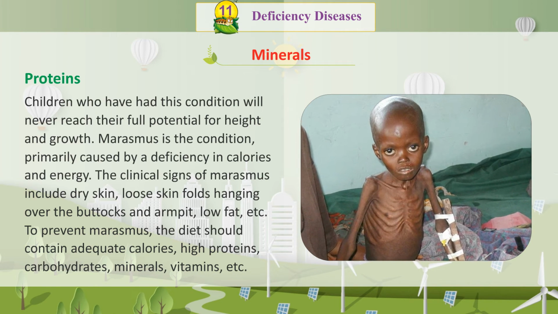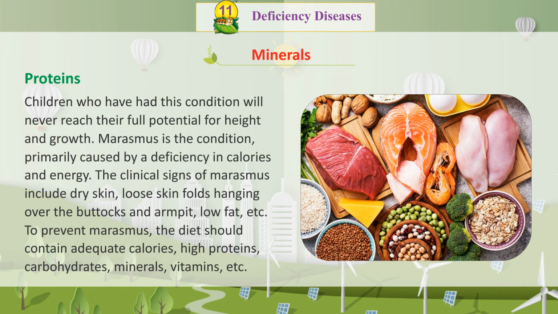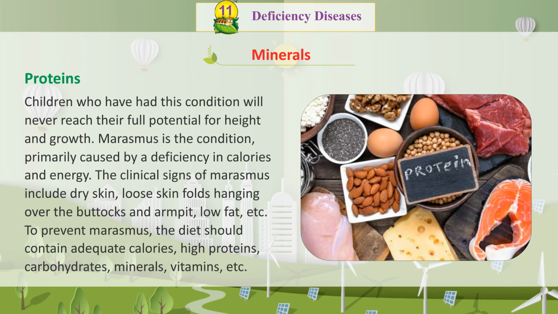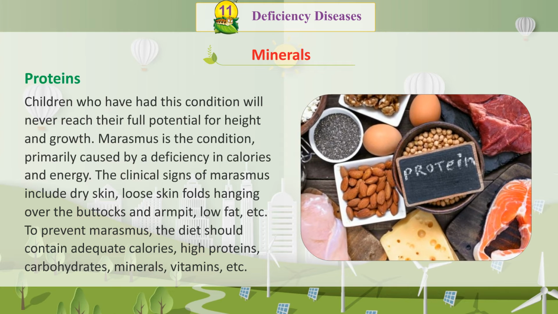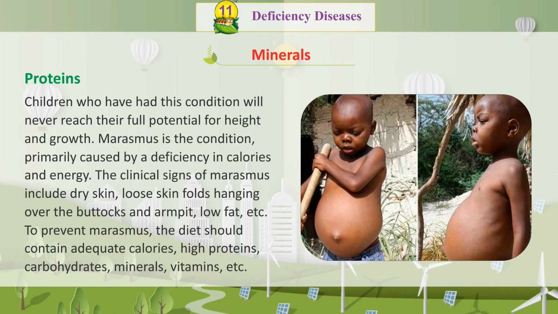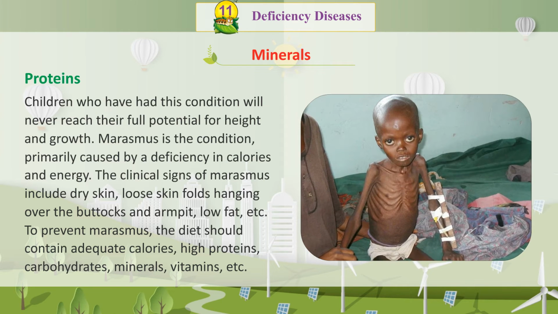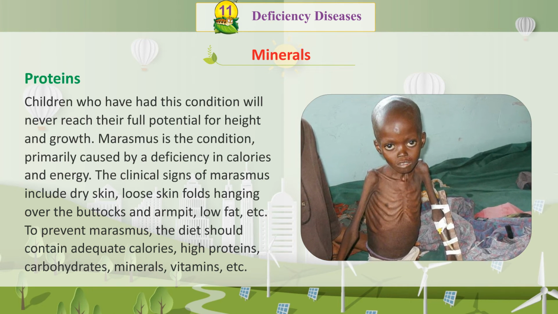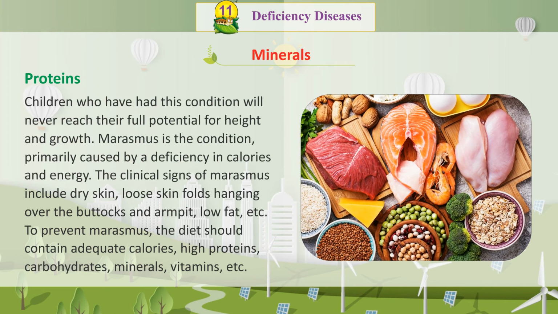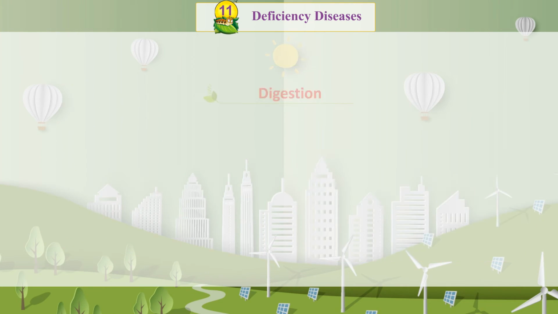Marasmus is the condition primarily caused by a deficiency in calories and energy. The clinical signs of marasmus include dry skin, loose skin folds hanging over the buttocks and armpit, low fat, etc. To prevent marasmus, the diet should contain adequate calories, high proteins, carbohydrates, minerals, vitamins, etc.